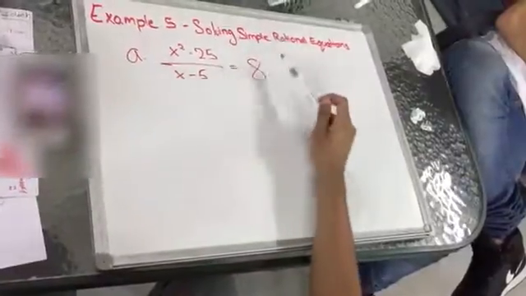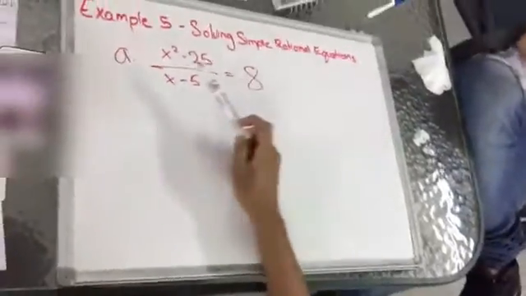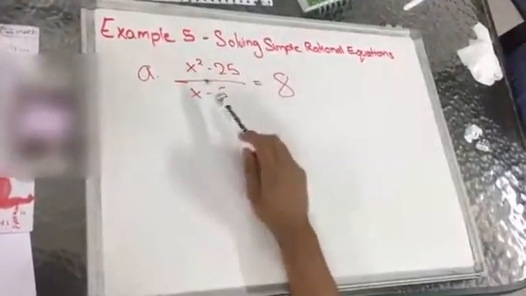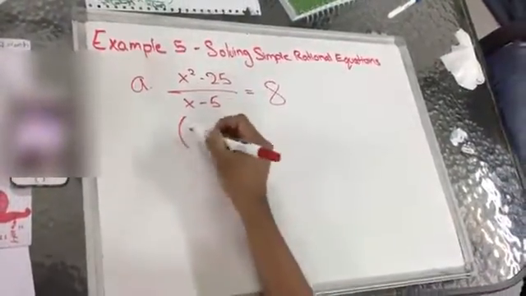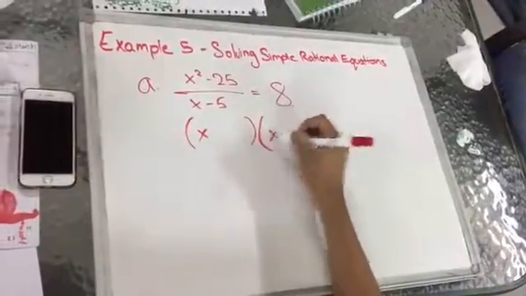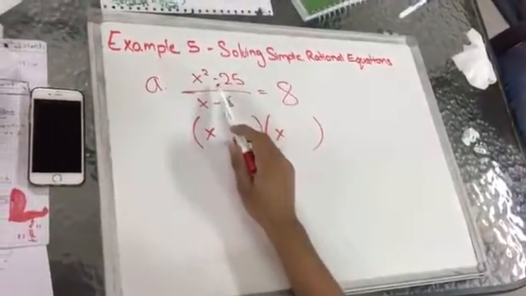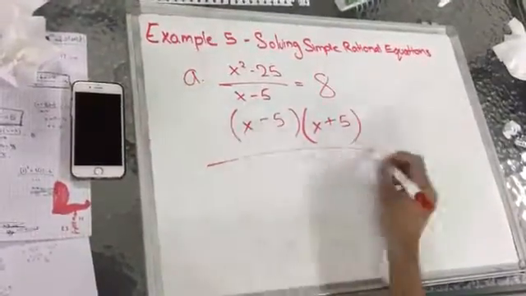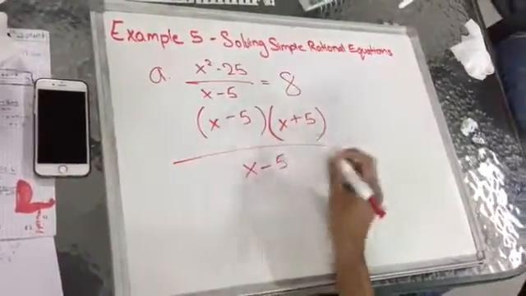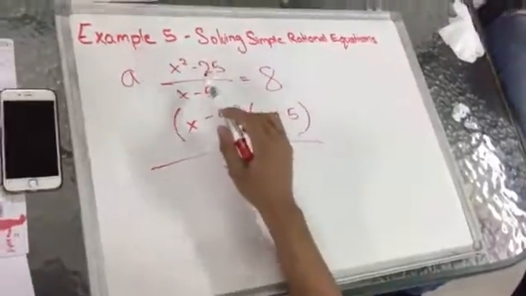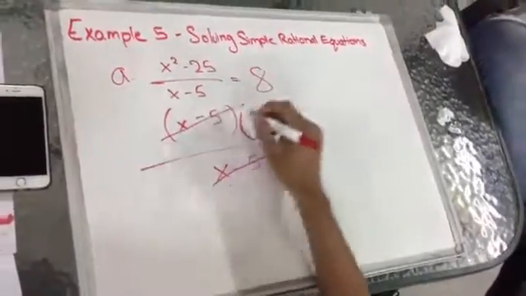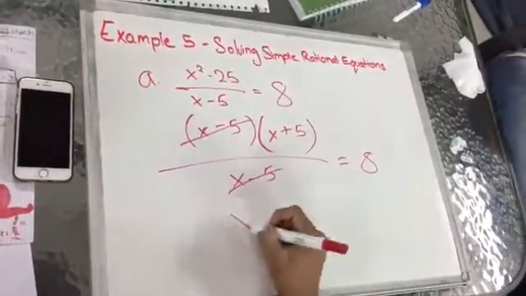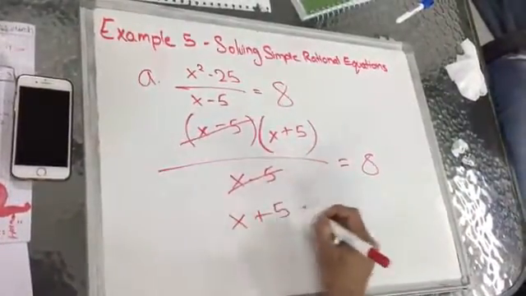Example 5. Solving simple rational equations. So here we have (x squared minus 25) over (x minus 5) equals 8. So first we have to factorize this. It's going to give us one negative and one positive number, as this is a negative number. So it's going to be (x minus 5) and (x plus 5) over (x minus 5). When you multiply these two together, they give you negative 25. So we're going to cancel those, and they're going to give us x plus 5 equals 8.